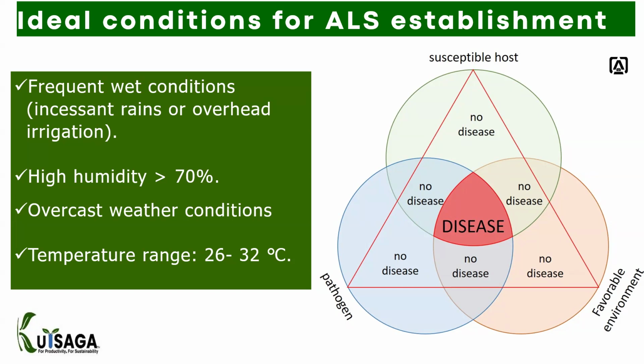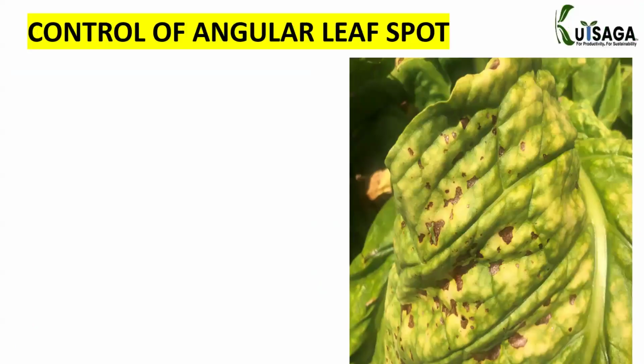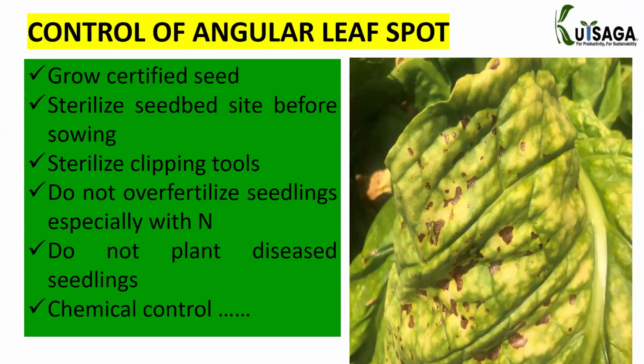How do you control angular leaf spot? There are several options that are available. Firstly, if you use seed from Kutaga, it is certified seed, and we have bred our varieties for some level of resistance to angular leaf spot.